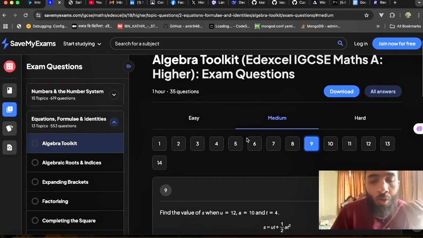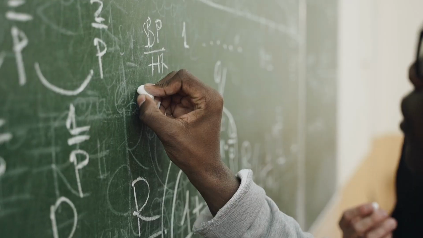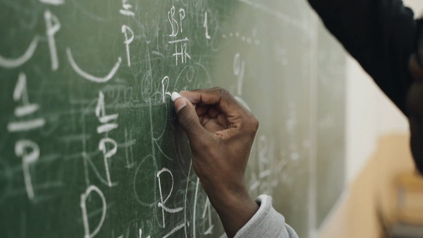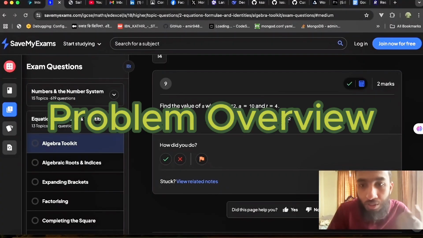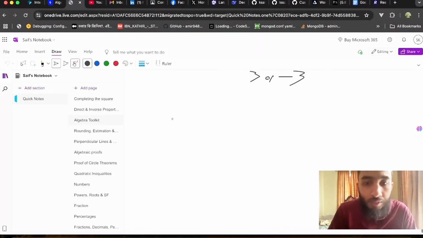If I now focus on problem number 9 and read the problem, what does the problem say? It says you have to find the value of s when u is 12, a is 10 and t is 4. So there are a total of 4 variables in this equation, s, u, t and a. It's basically a physics equation, where you have to figure out the value of one variable when 3 of them are given.